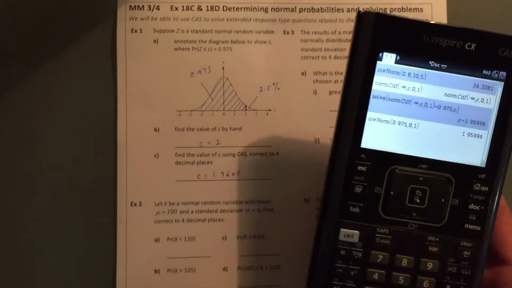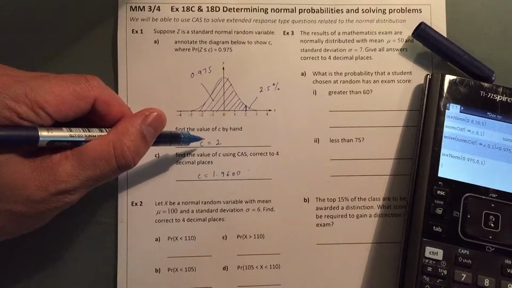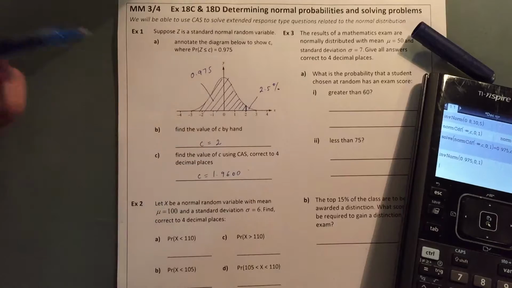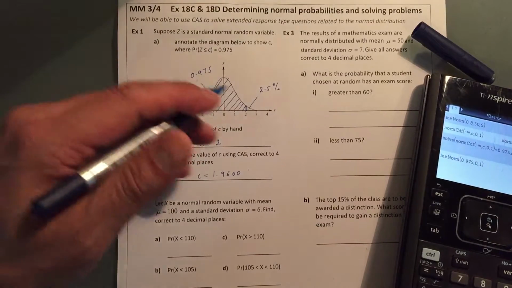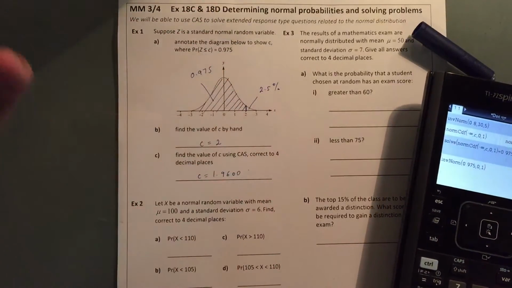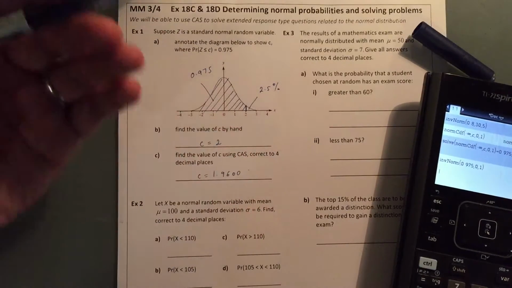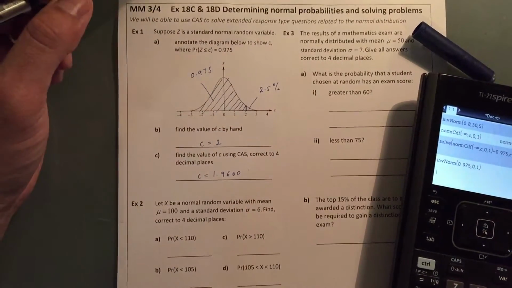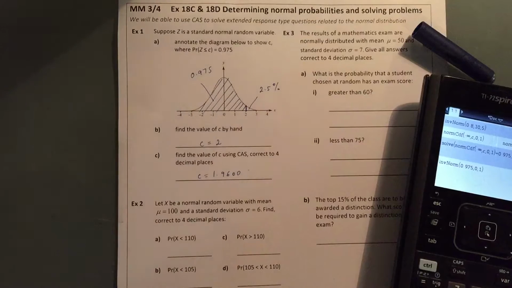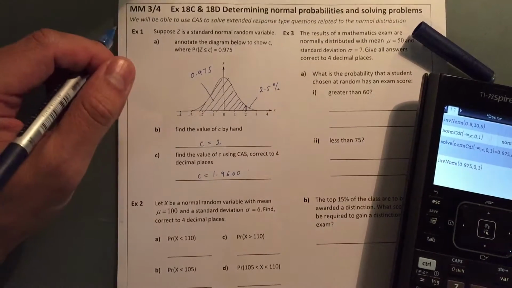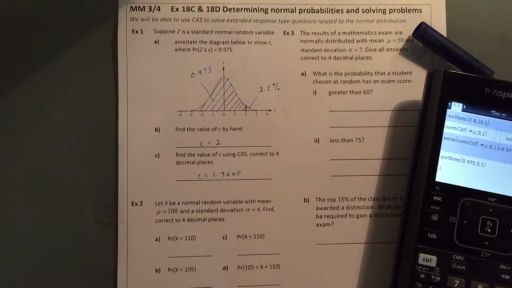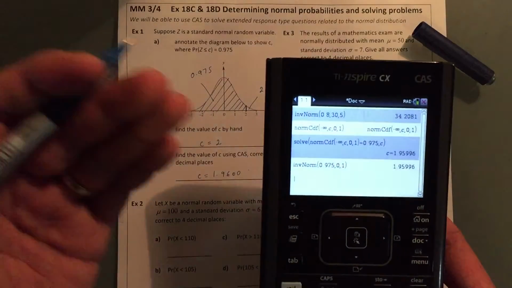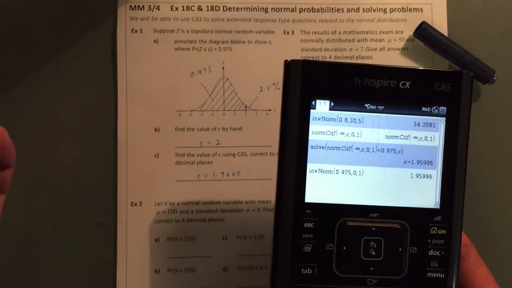And so you might say, well, how come by hand we get 2, but by CAS we get 1.96? It's because when we're doing the 68, 95, 99.7, it is an approximation. And in the Tech Free exam, that's what you're going to use. But in the Tech Active, when you have access to the CAS and it can be more accurate, you're going to use your CAS.